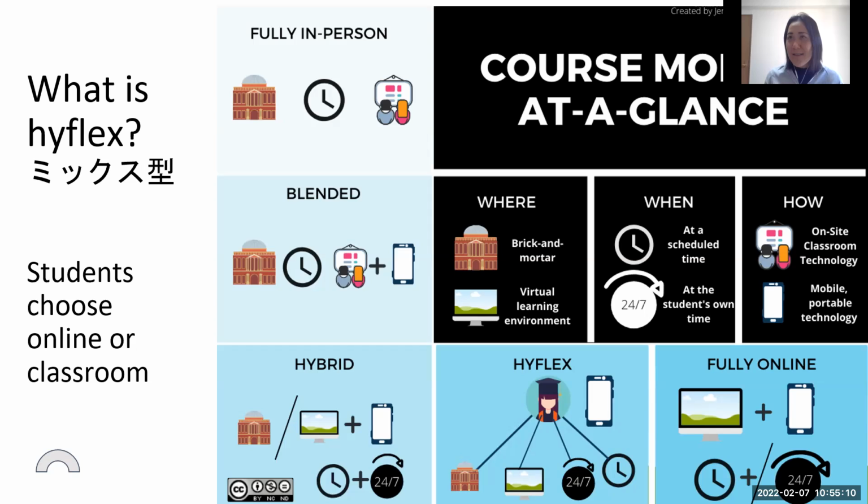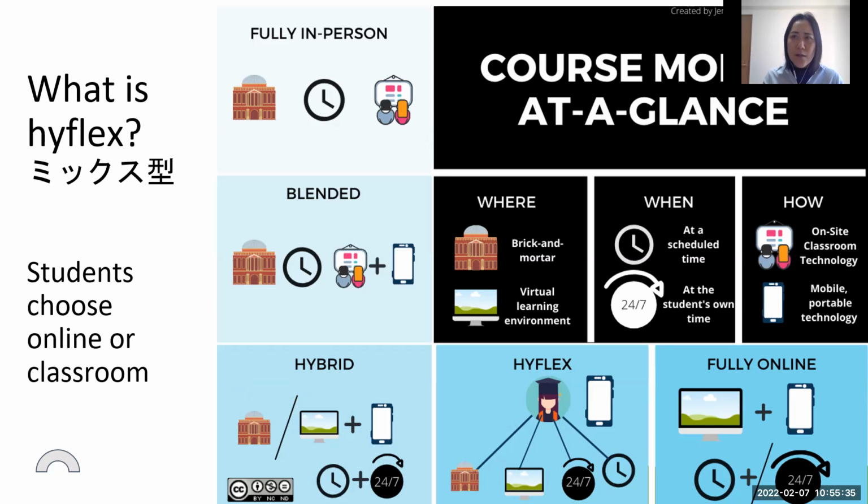What exactly is Hyflex? In Japanese, we call it mikusugata. Now, I hear a lot of people using the words hybrid and hyflex interchangeably, but there's a slight difference. So in hybrid, the students don't have a choice. All the students are either in the classroom with the teacher or everybody is online. It's usually one or the other. They don't get to choose, which is the key point.